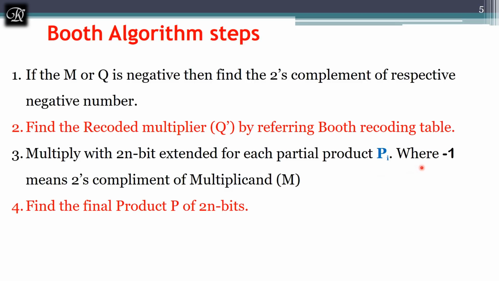If there is -1 in the recoded multiplier, then if you multiply anything with -1, the sign of that will change. So in such a case, you have to find the 2's complement of the multiplicand. And finally, the product will be of 2 n-bits, like the sequential multiplier. These are the steps you have to remember. The same steps I am going to apply, and we are going to solve all the 4 cases.